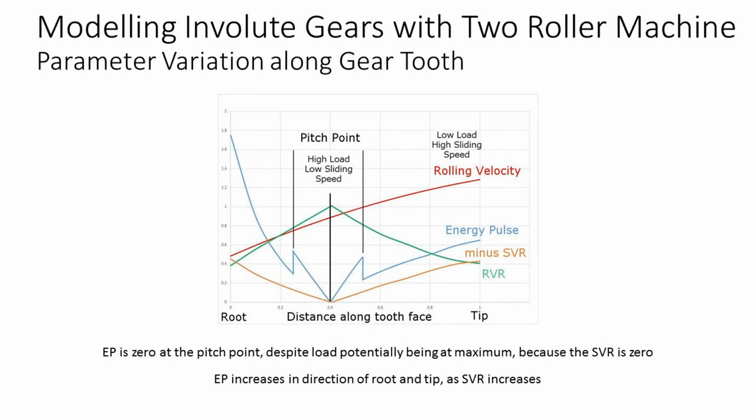The EP is 0 at the pitch point, despite the load potentially being at a maximum, and that is because the SVR is 0. The EP increases in the direction of the root and the tip as the SVR increases.